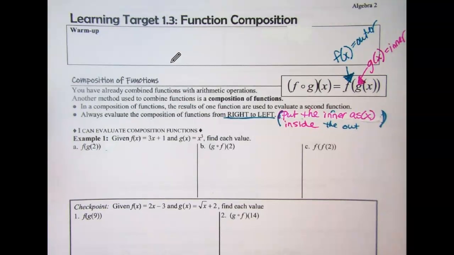So this is our learning target 1.3, function composition. Okay, so again, when we do the video notes, we don't do the warm-ups. Those are for in class. So let's move on right to the notes.